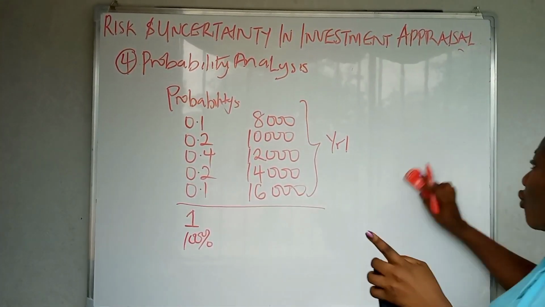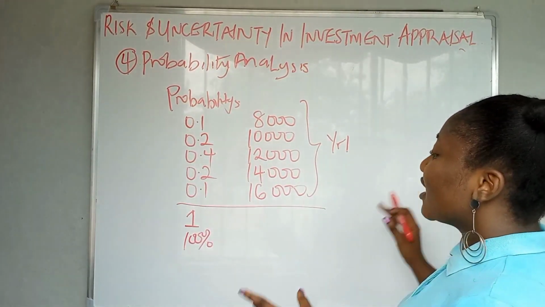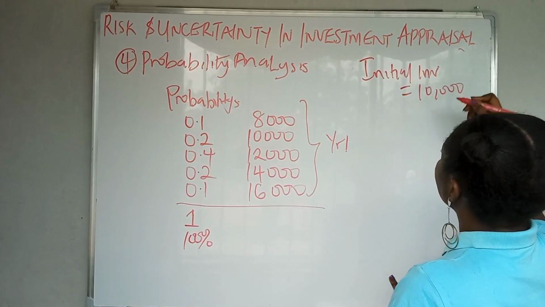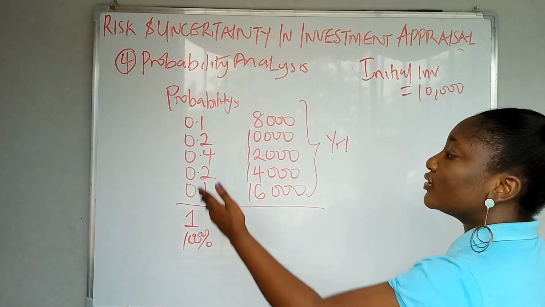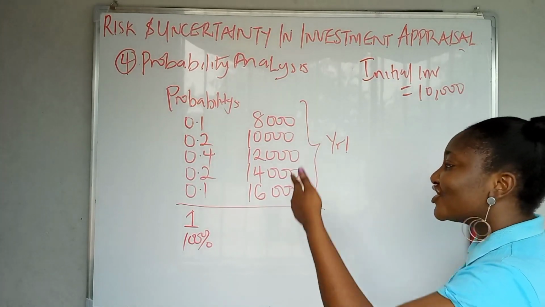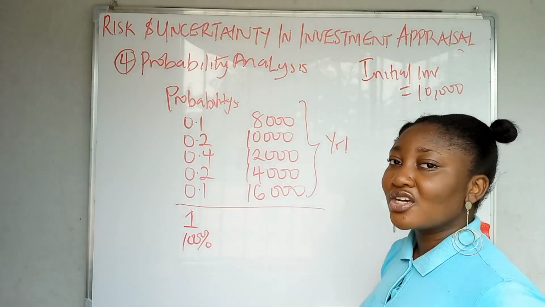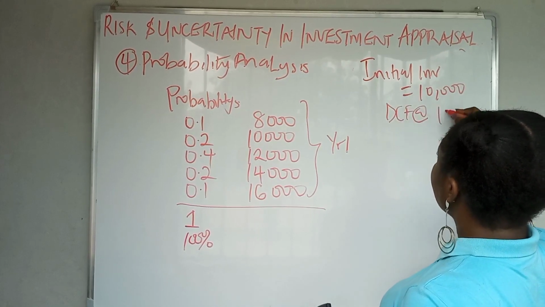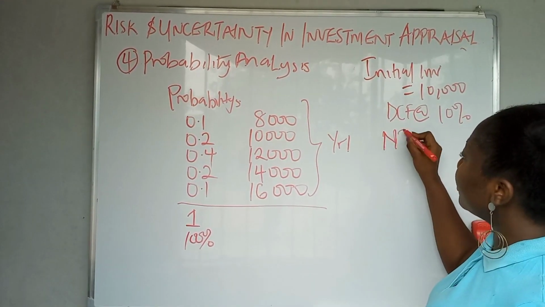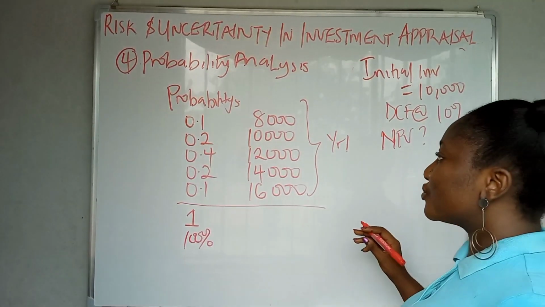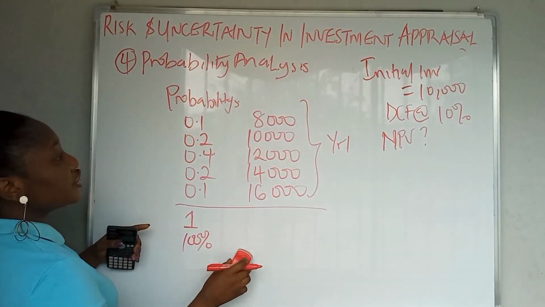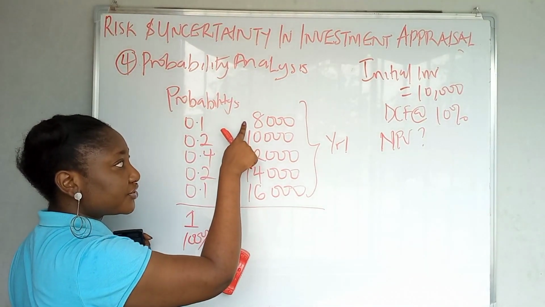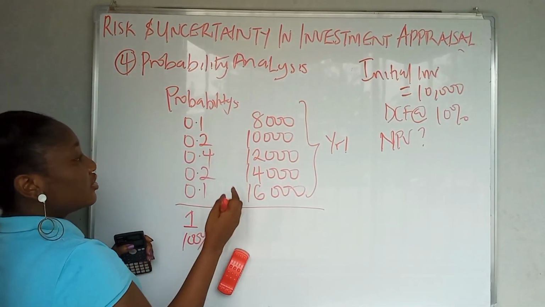Let's now imagine a question. Let's imagine that they said the initial investment is, let's say, 10,000 naira, and in year one these are the possible cash inflows, and after year one the project will end, and let's say they ask you to discount at, say, 10%. Then they tell you to calculate the NPV. So what are you going to do? What you're going to do is to multiply the probability by the possible cash flow. Do you understand?